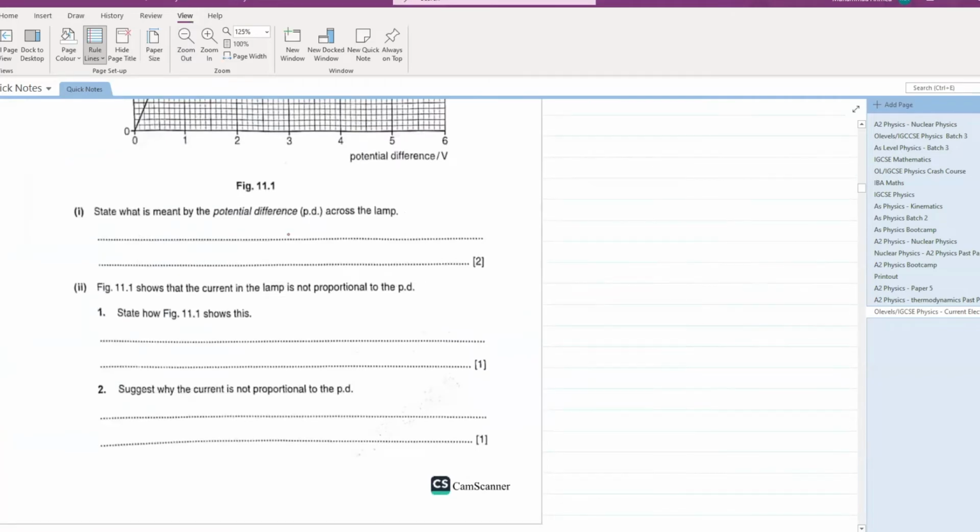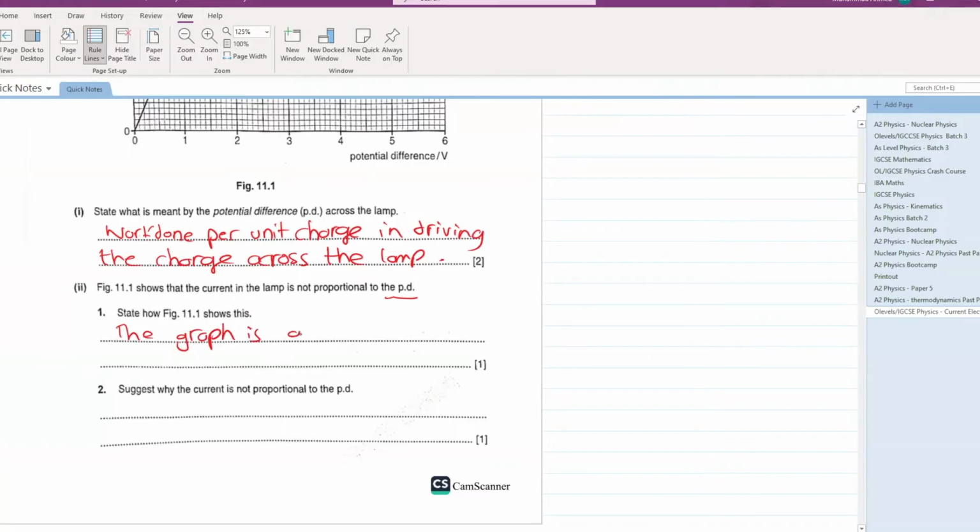State what is meant by potential difference across the lamp. So potential difference is work done per unit charge in driving the charge across the lamp. Let's move on to part 2. Figure 11.1 shows the current in the lamp is not proportional to potential difference. State how figure 11.1 shows this. The graph is a curve.